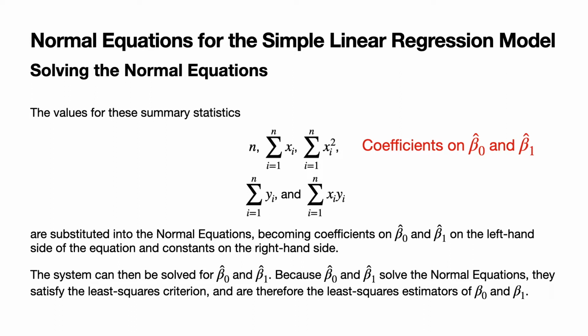Now, n, the sum of the x's, and the uncorrected sum of the x squared values are the coefficients on beta 0 hat and beta 1 hat, while the sum of the y's and the uncorrected sum of the products of the x's and the y's are the constants. Now the system can then be solved for beta 0 hat and beta 1 hat, and because beta 0 hat and beta 1 hat solve the normal equations, they satisfy the least squares criterion and are therefore the least squares estimators of beta 0 and beta 1.